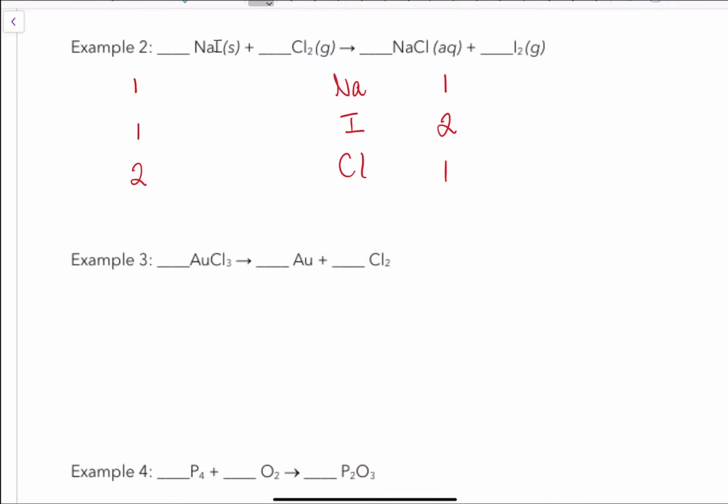The next thing we need to do is start changing the coefficients in order to make this balanced. So if we look across here, sodium is already balanced. That's fine. We don't have to change that coefficient. And then iodine and chlorine, though, they need some help because there's 1 on this side, 2 on this side, 2 and 1.